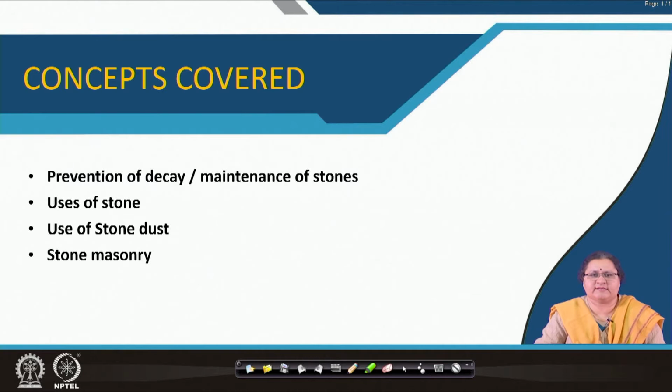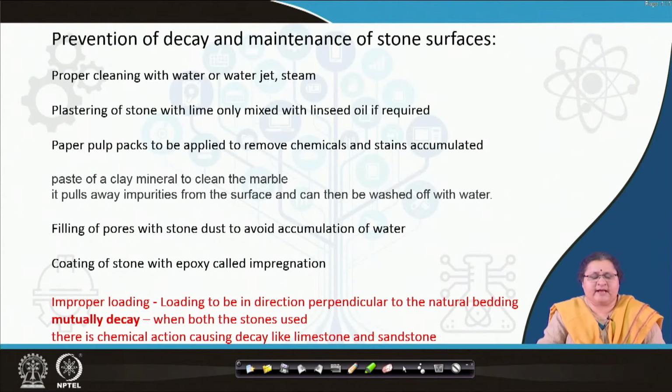As you can understand, stone masonry is with some units which are not of similar kind to that of brick. So they must obviously be different, but maybe principally they are similar. So let us move to the prevention of the decay or the maintenance of stone. Coming to that, the first point is we need proper cleaning of stone. That can be done regularly by water or by water jet or by steam.